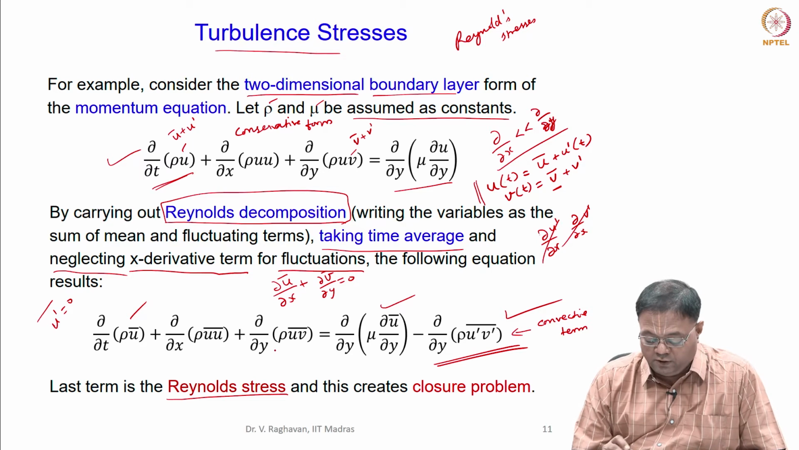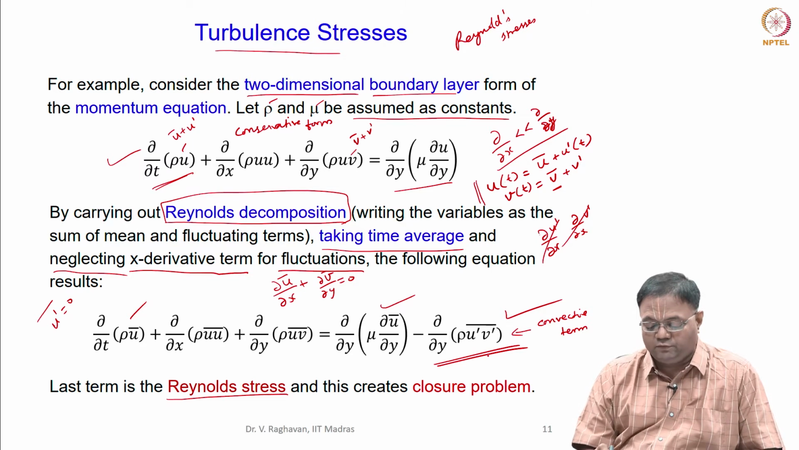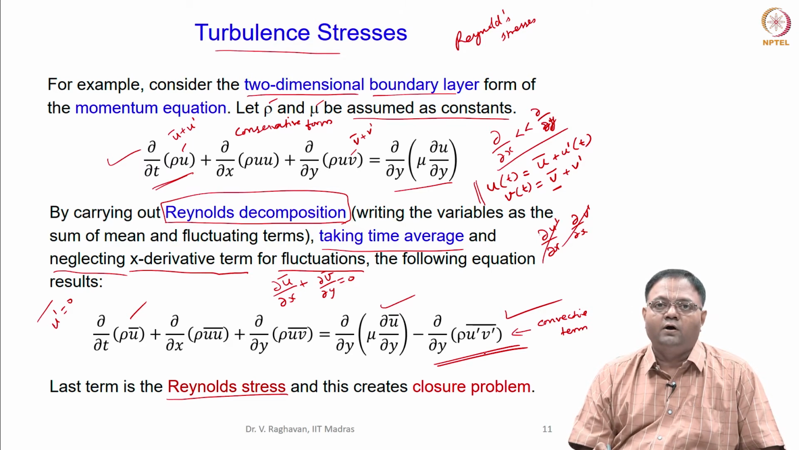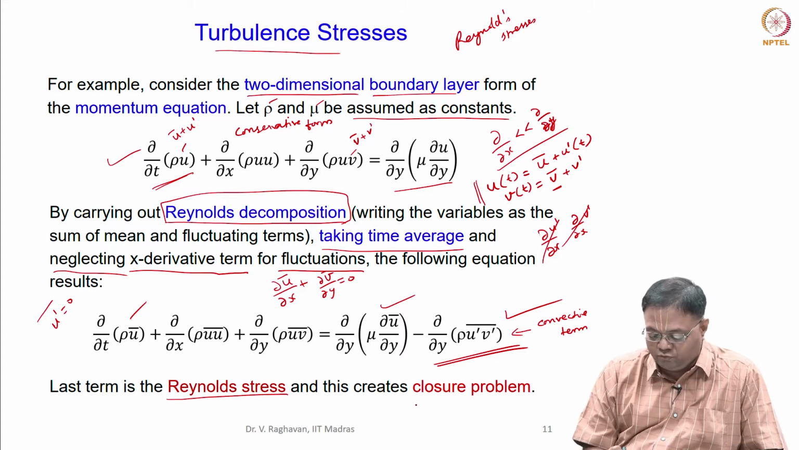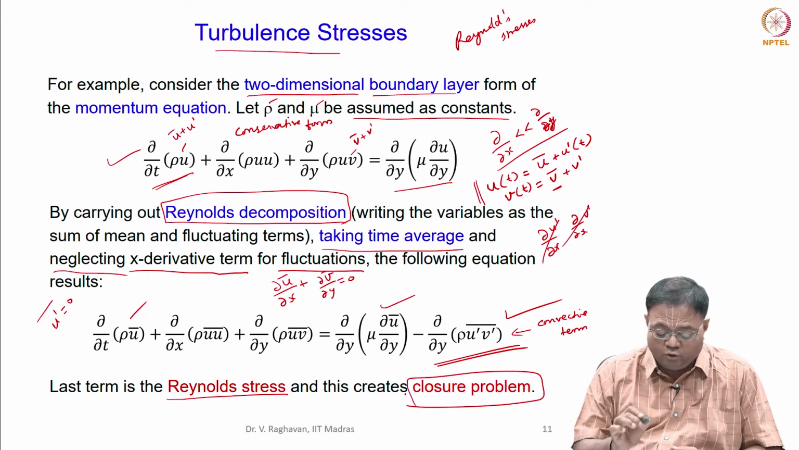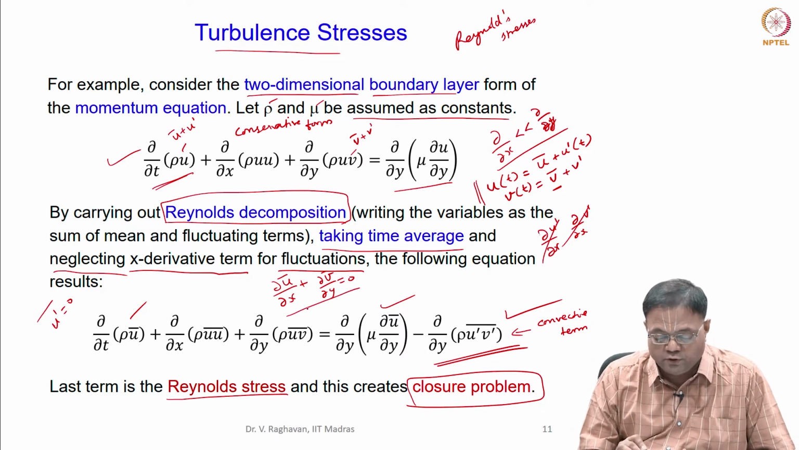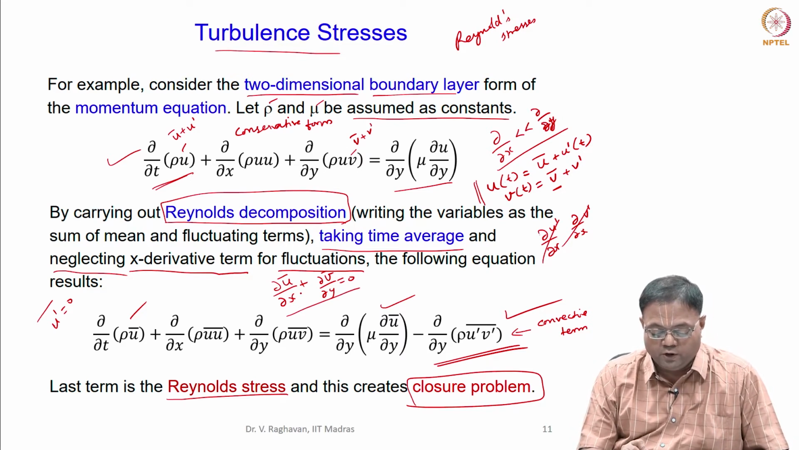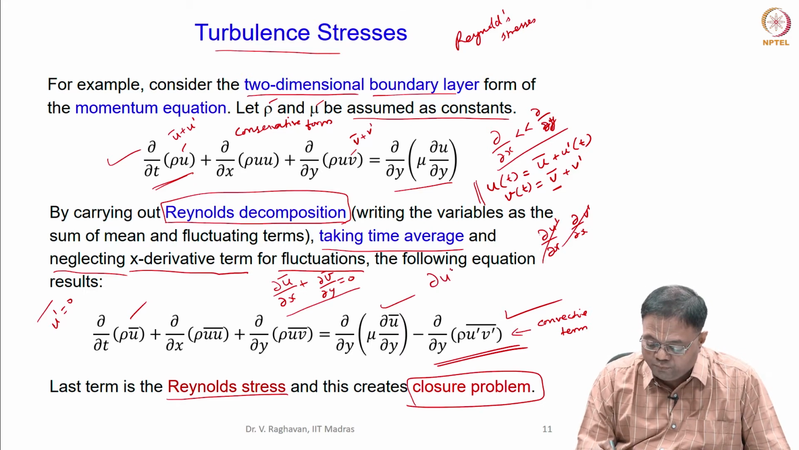But now the additional terms have come, so the number of unknowns is higher than the number of equations. This is called the closure problem. One more thing we should understand here is that when you do this for the continuity equation, the continuity is obeyed by the mean value as well as the fluctuation value.